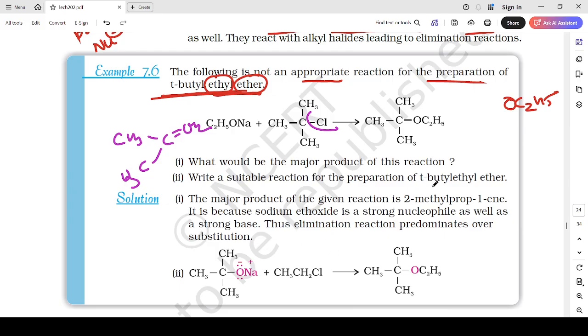So they're asking you, okay, I wanted to provide tertiary butyl ethyl ether. Same thing. Give me the reactant. Here, ma'am, I can use alkoxide as a tertiary group. Nothing wrong in it. Then I can use primary alkyl halide. Nothing wrong in it. Here I can form ether.